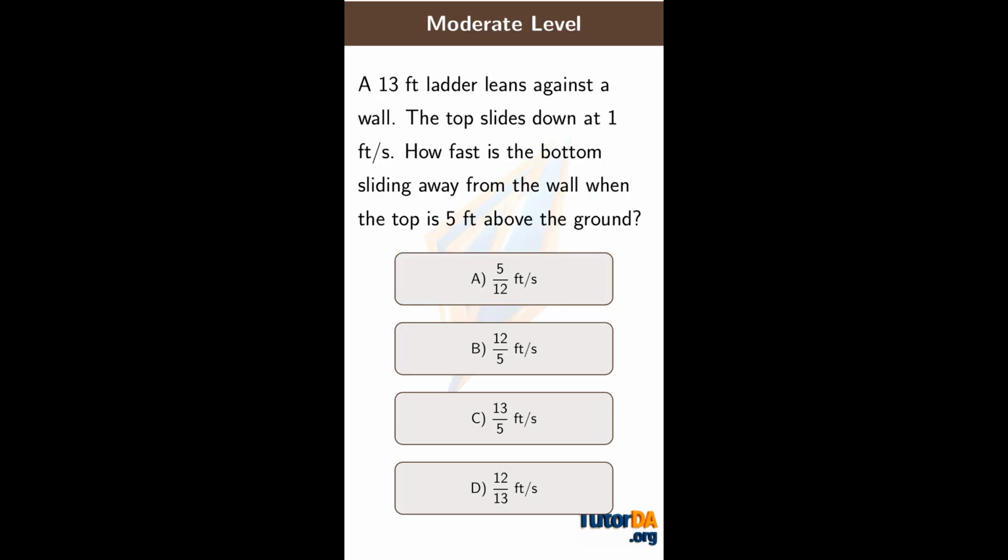A 13-foot ladder leans against a wall. The top slides down at 1 foot per second. How fast is the bottom sliding away from the wall when the top is 5 feet above the ground?